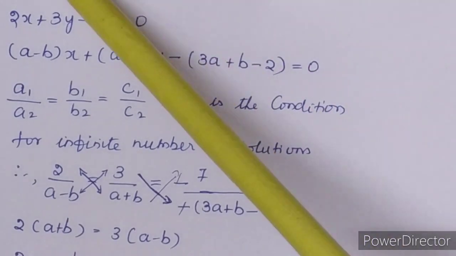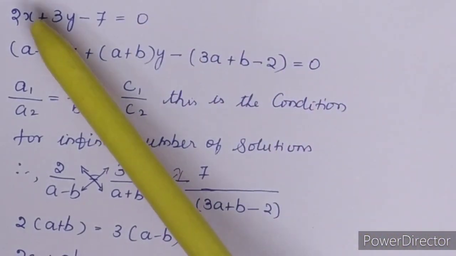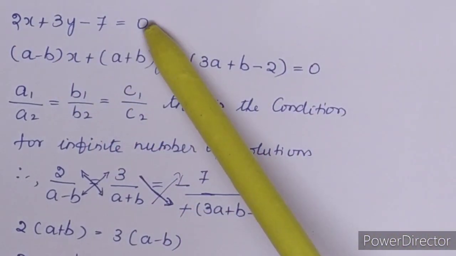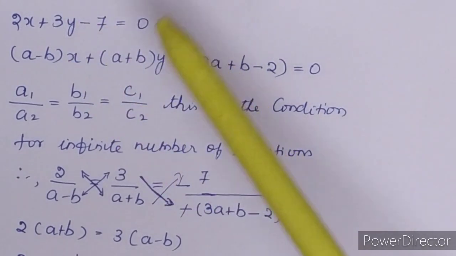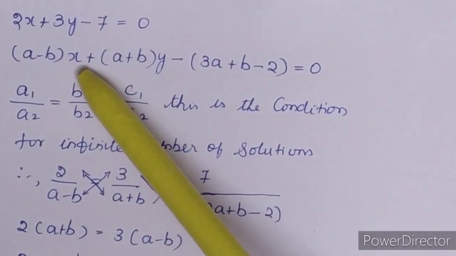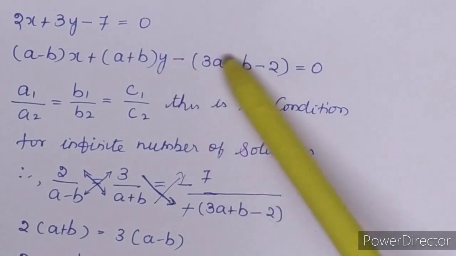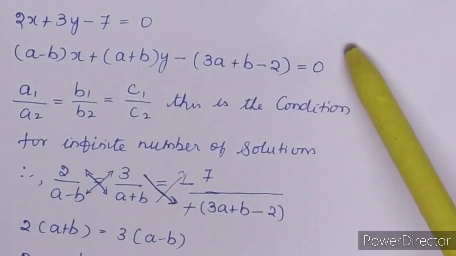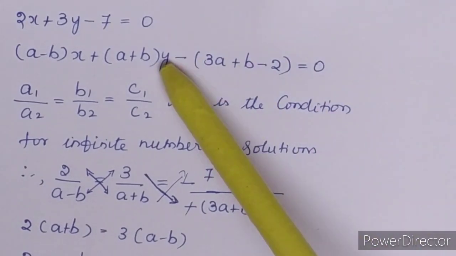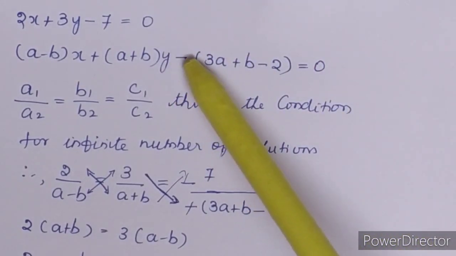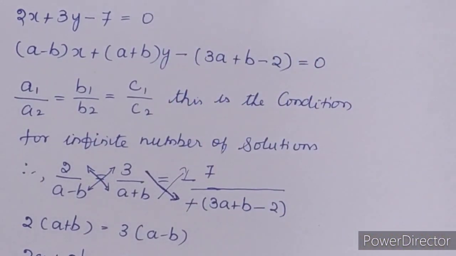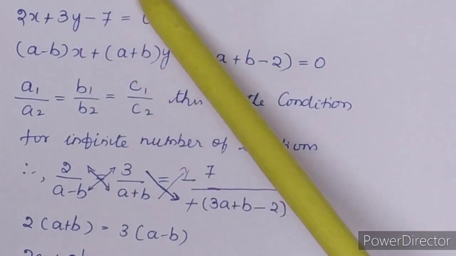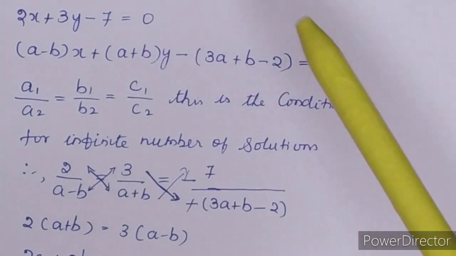Now, the two equations are 2x plus 3y minus 7 is equal to 0, and the second equation, in the book it is given as (a minus b)x plus (a plus b)y is equal to 3a plus b minus 2. We are now bringing this 3a plus b minus 2 to the other side, so here a whole bracket and minus here. Now, what they have asked in the question is: for what values of a and b do the two equations have an infinite number of solutions?